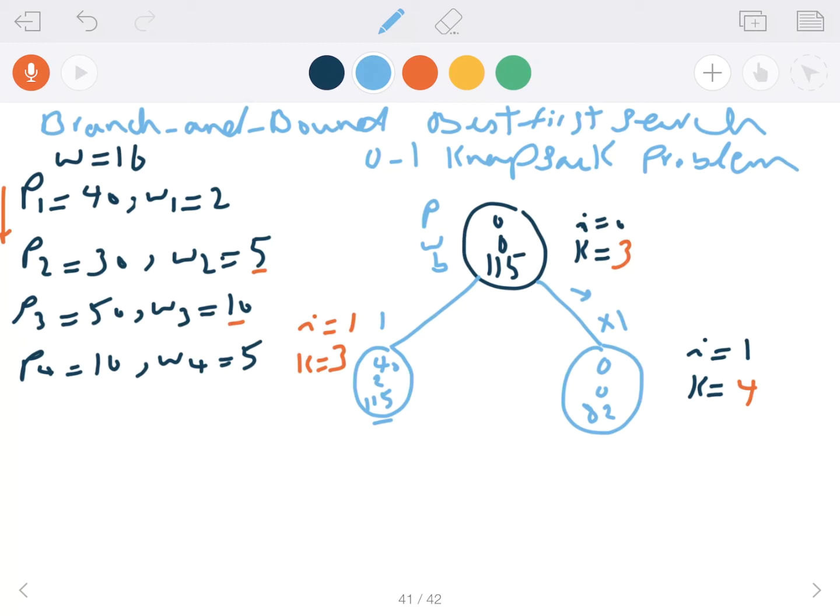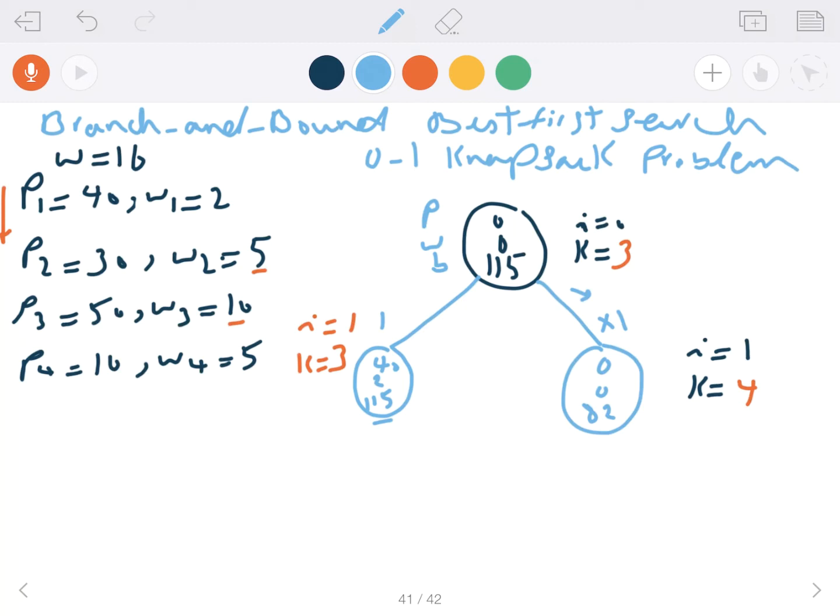Again, it might be the case that this node, when we go with item number 1, might not give us at the end the value that we are looking for, and we may have to expand the node that doesn't include item number 1.